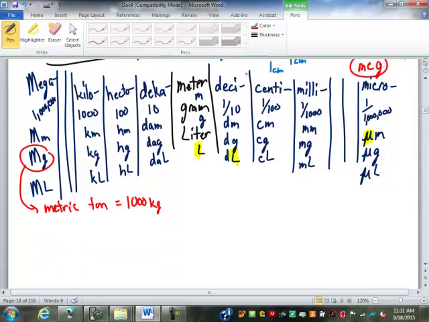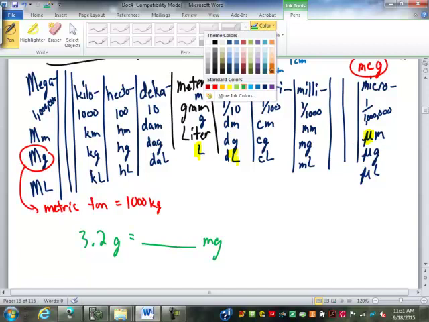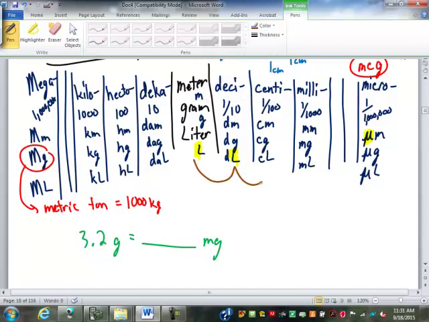The way I was always taught to convert, which requires that you have this chart in front of you, unfortunately, is just use movements on the chart. For example, if I have 3.2 grams and I want to convert it into milligrams, I look at the chart. To go from grams to milligrams on the chart, I have to go 1, 2, 3 spots to the right. So I'm going to take my decimal point in the 3.2 and I'm going to move it 1, 2, I'm going to have to add a 0, 3 spots to the right. That is 3,200 milligrams.